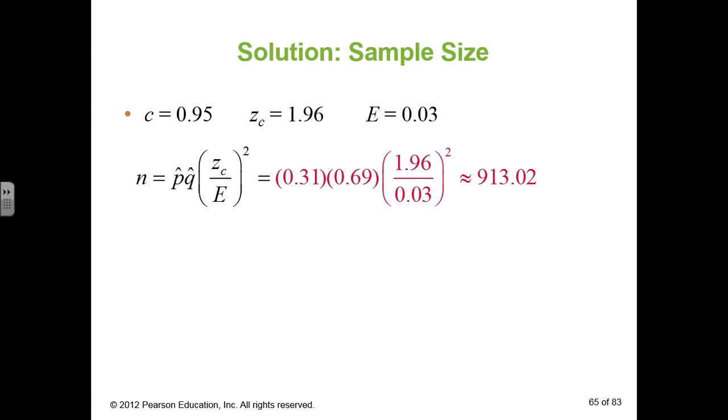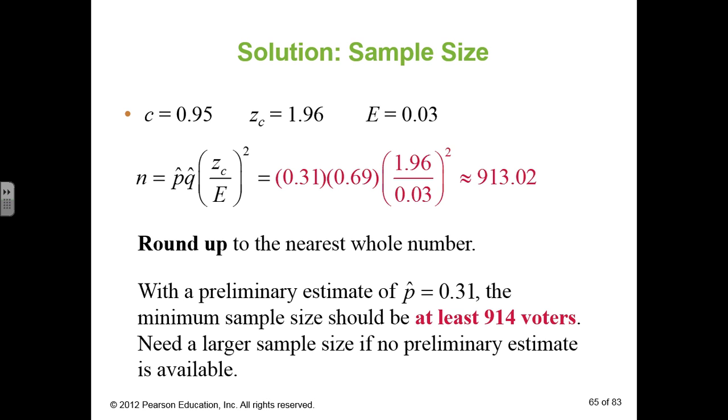The formula now is p hat 0.31 times q hat 0.69 times the critical value 1.96 divided by the margin of error in decimal form. This quantity right here is squared, and we get 913.02. But since we have any portion of a decimal at all, no matter how small, we always round up. So we need at least 914 voters.